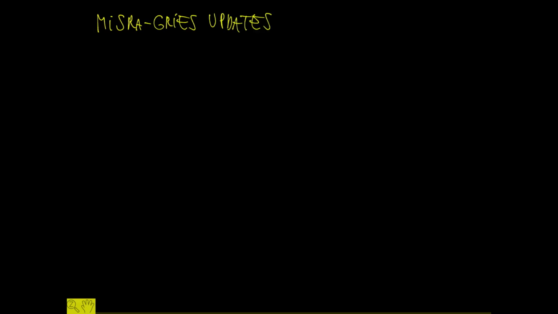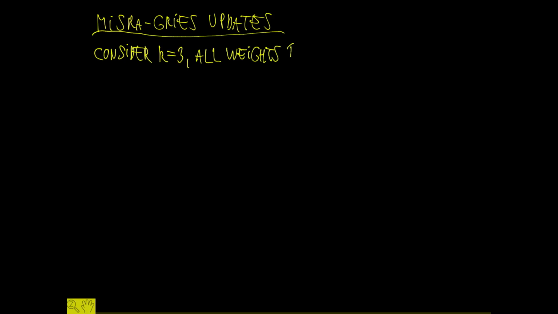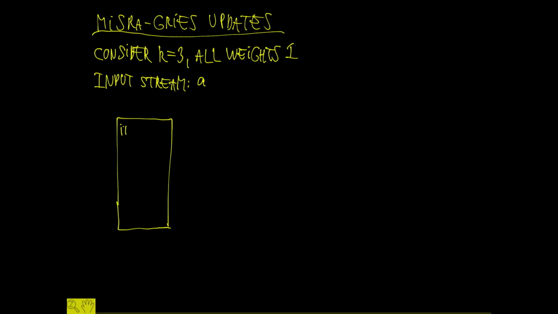Next, let's look at how the Misra-Gries summary handles updates. We consider the case of k equals 3, and for simplicity, all weights are equal to 1. Suppose the input stream starts with an A. The data structure consists, as we said before, of an array of items and corresponding counts. Let's call it T.